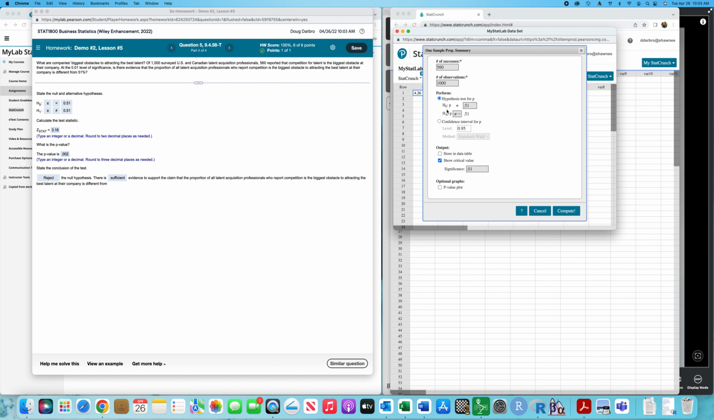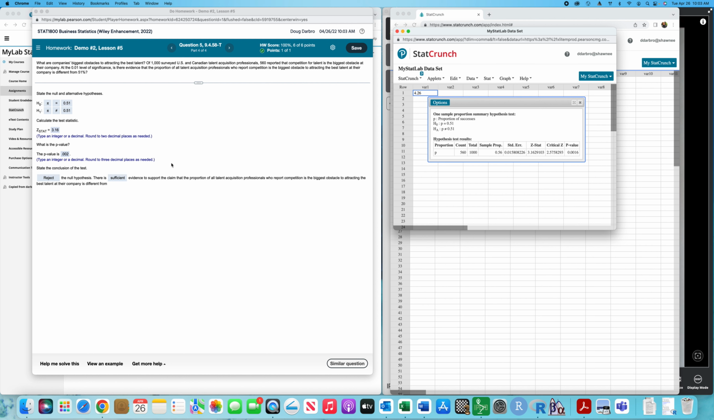Again, p, pi, same thing. So we've got different notation here. That's okay. Just a different way of putting things. Significance level is 0.01, so I have that entered correctly. So let's compute. So the test statistic is 3.16. The p-value is 0.002. We reject. There is sufficient evidence to support the claim that it's different from 0.51.